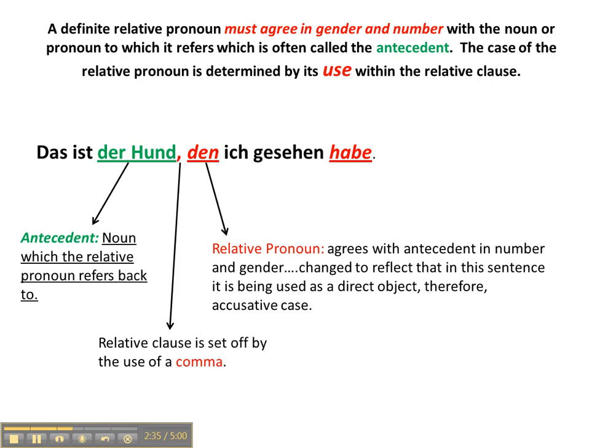And then finally what happens in a relative clause is the verb that is conjugated, which in our sentence, with the subject ich, is habe, to agree with the subject. That verb is going to be pushed to the end of the relative clause. So we put the whole thing together and we have: das ist der Hund, den ich gesehen habe.